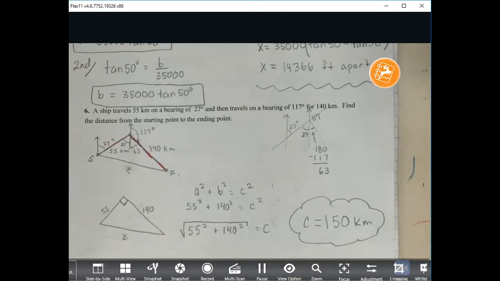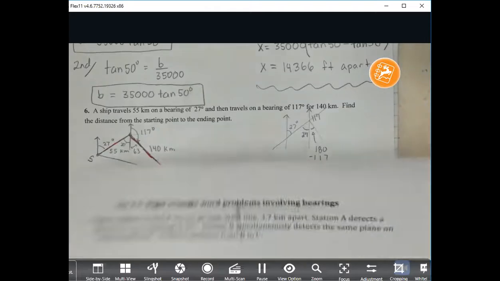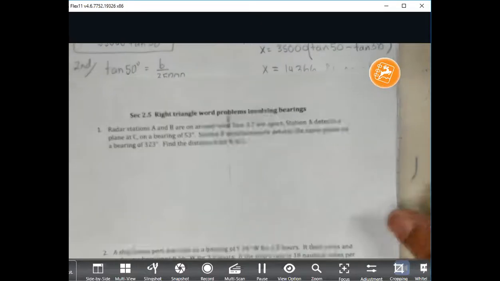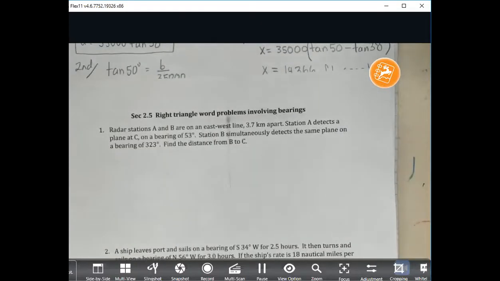Let's see if I have another one similar to that. Okay, so just to keep the same type of example, I made out another example here on another handout, number 1 here.